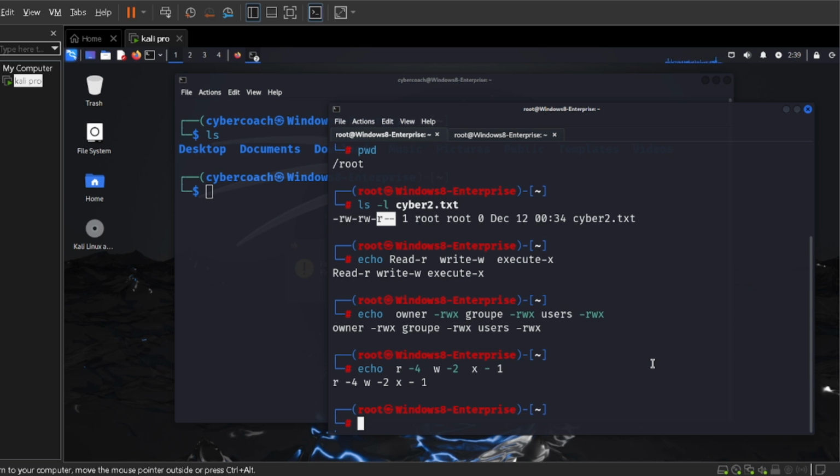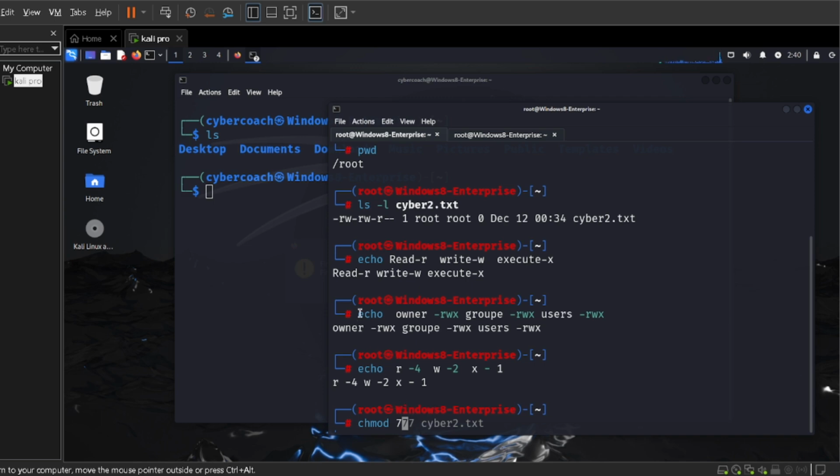Now, how to use the change mode command. Let's say we want to have the full package, full permission here. You want to have read, write, execute, read, write, execute, read, write, execute. So that's what you have to do. For example, I say change mode, and I say, okay, I want you to put me read, write, and execute as the owner. We put it as a number. I say 7.